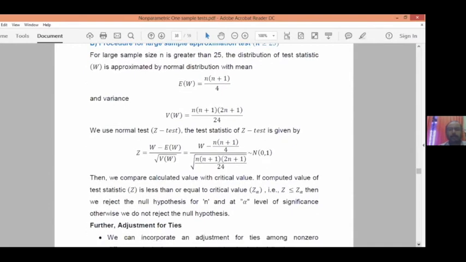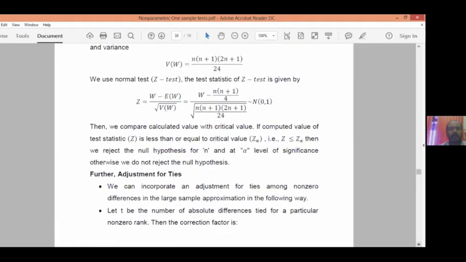We compare the calculated value with the critical value. If the computed value of the test statistic is less than or equal to the critical value, then we reject the null hypothesis. So this is the procedure given. And for the adjustment for ties, we can incorporate the adjustment of ties among non-zero differences in the large sample approximation in the following way.